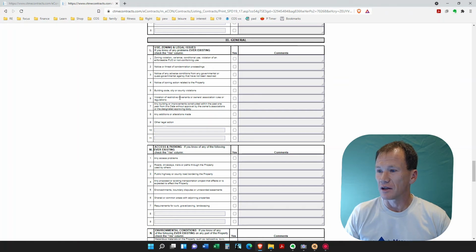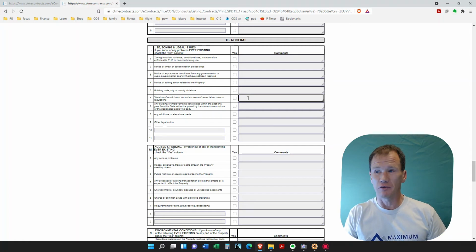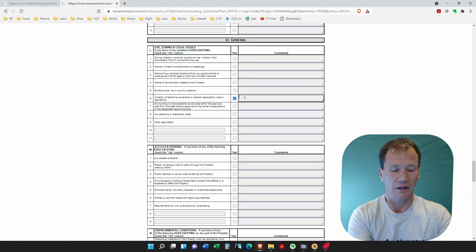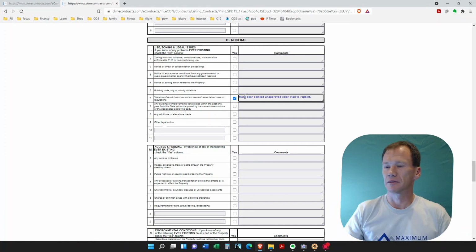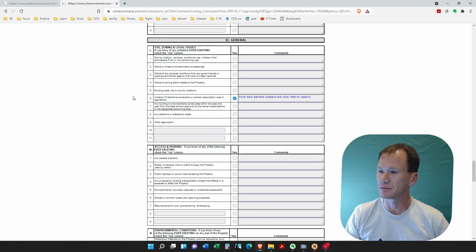That does not come up as a violation of restrictive covenants or owner association rules or regulations for the purposes of this form. That has nothing to do with the house itself. That's you as an owner, right? What this would be is if they notified you that your house was painted an unapproved color. And maybe you fixed it, maybe you haven't fixed it, but if that happened and you fixed it, then you would check, yes, front door painted unapproved color, had to repaint. There you go. Seen that happen.